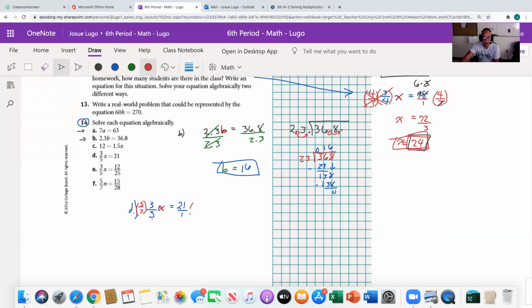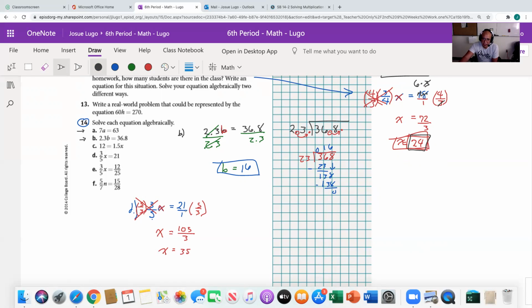And whatever I do to one side, let's do it to the other. 5/3 times 3/5, since they're reciprocals, they cancel each other out. It's just 1. 1 times x is just x. And then 21 times 5 is going to be, I can't even think right now, 105. And then 1 times 3 is 3, right? And then 105 divided by 3 is 35. So that's the answer, x will equal 35.